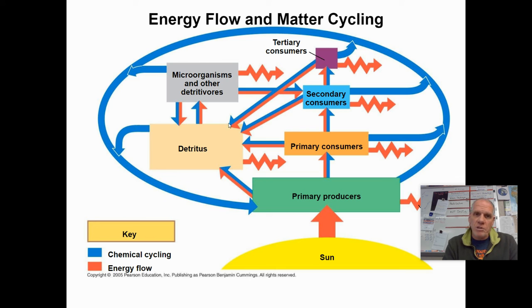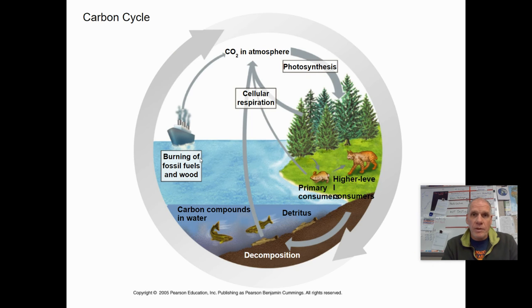Everything dies, forms into detritus, which is then broken down to recycle the nutrients. So any ecosystem must have producers and detritivores, things that are going to recycle the nutrients. Those are the two most important components of any ecosystem: the producers and the organisms that are going to recycle all those dead and dying materials in order to get those back into the system. Okay. Let's quickly look at the carbon cycle.